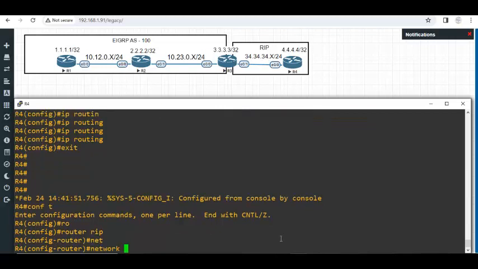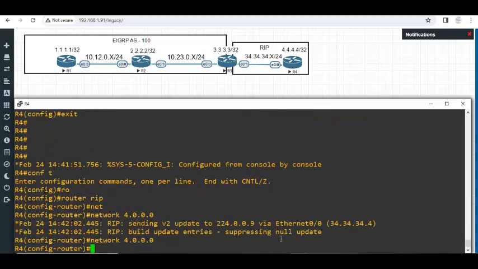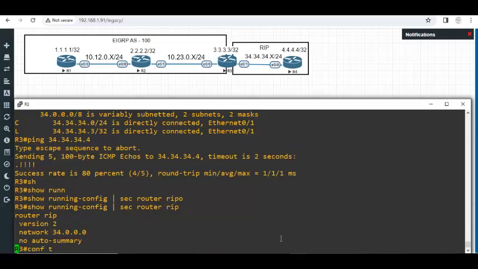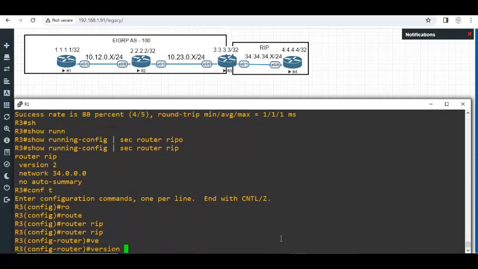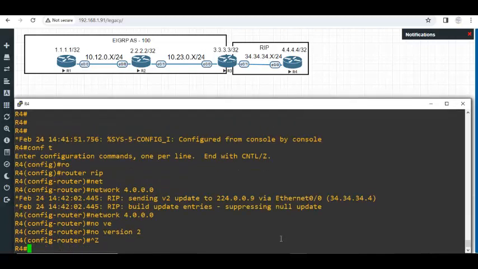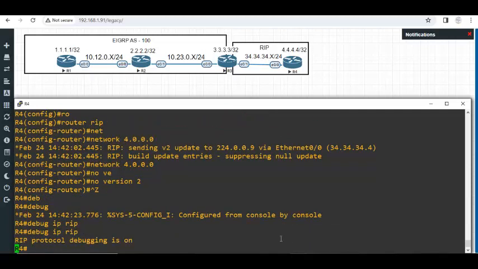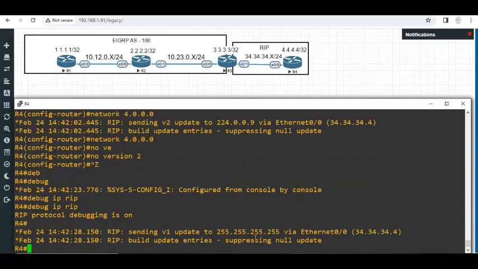Let me do one thing. I'll remove version 2 and see. But it is not advertising that 4. In both cases, it is suppressing. I don't know why it is suppressing. It should not do like this. I have never seen something like this before.